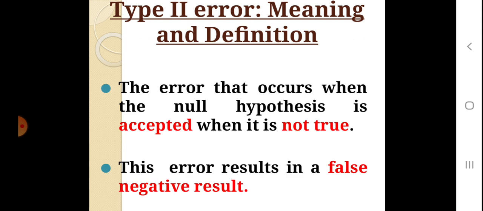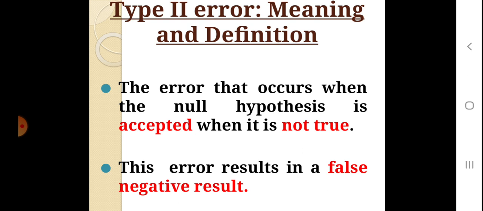See, when we get a result that is contrary to the truth, this is known as making an error in hypothesis testing. As we already know, there are two kinds of errors in hypothesis testing. The first kind of error is type 1 error, and the second kind of error is type 2 error. Dear students, now we will talk about the second kind of error, that is type 2 error.